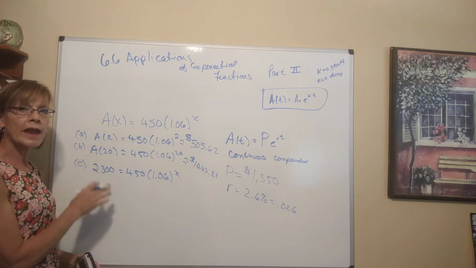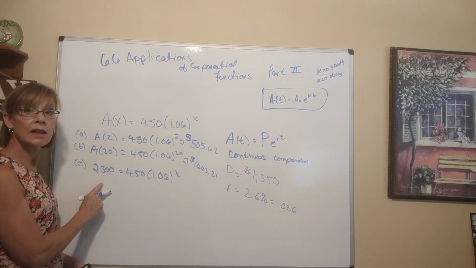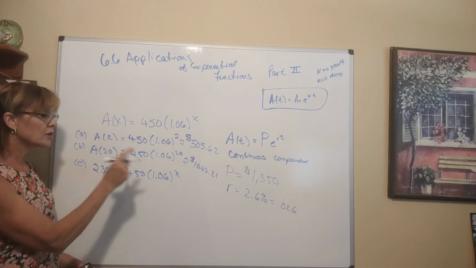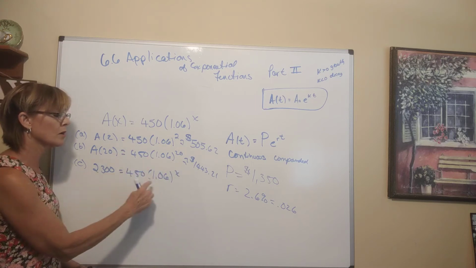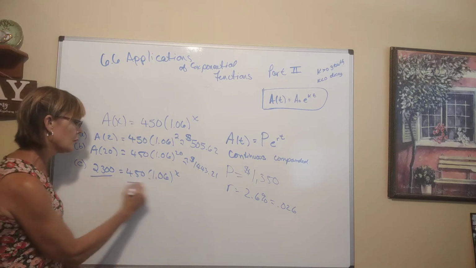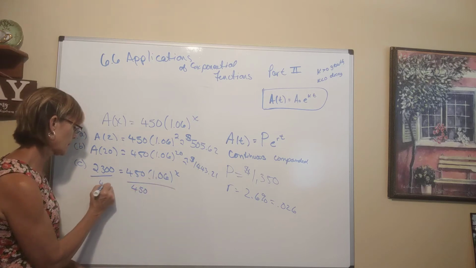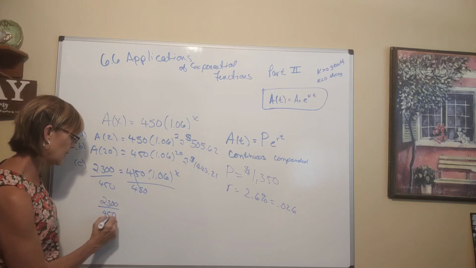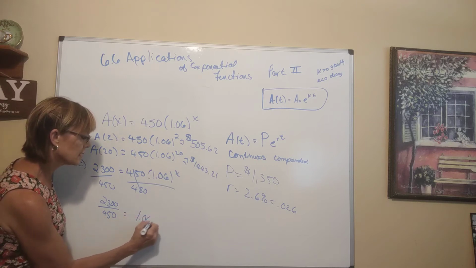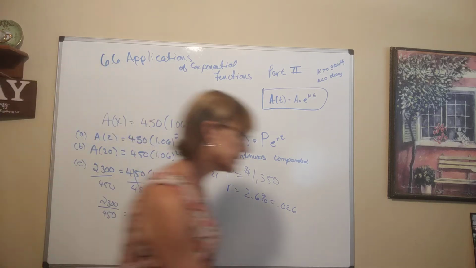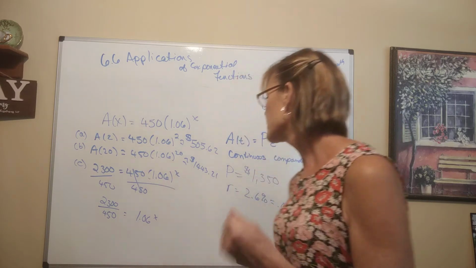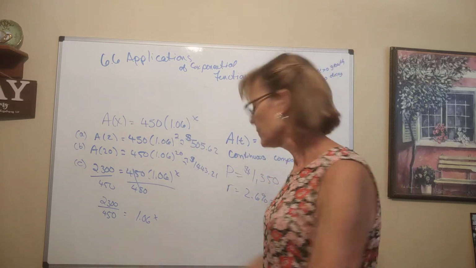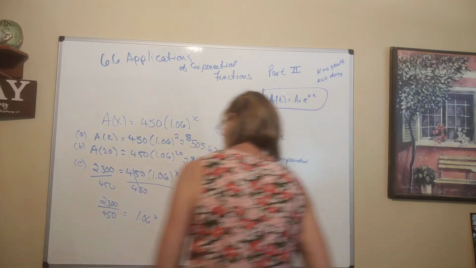Part C. They said, how long would it take to get this much in the account? So we have to solve for X, which is in the exponent. So first, isolate the exponential expression. Isolate 1.06 raised to the X by dividing both sides by 450. And so we get 2300 over 450 is equal to 1.06 raised to the X. We need to introduce a logarithm, an inverse. The choices are base E or base 10. I've been doing a lot of base 10, so now I'm going to do base E for this one. So I'll do natural log of this guy.